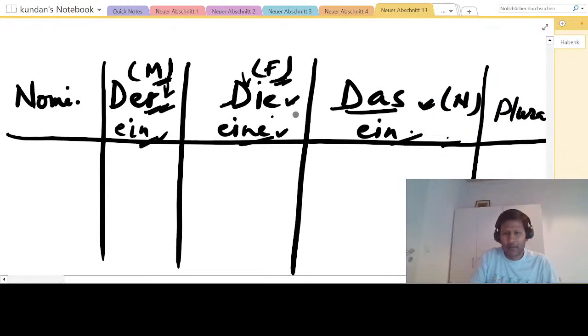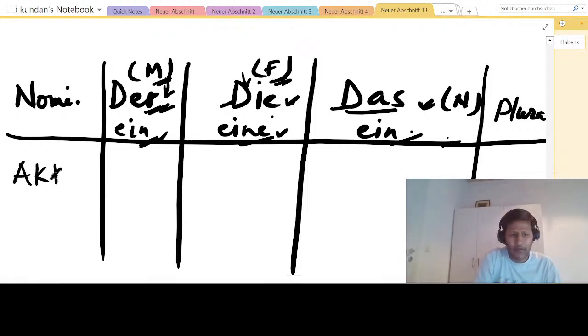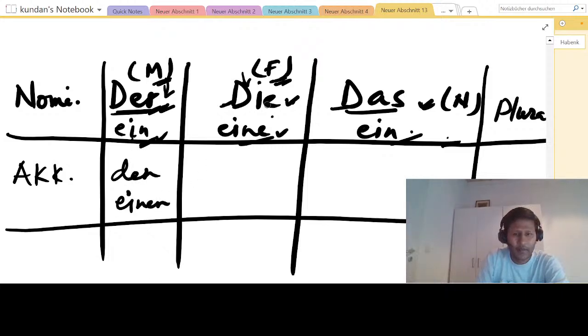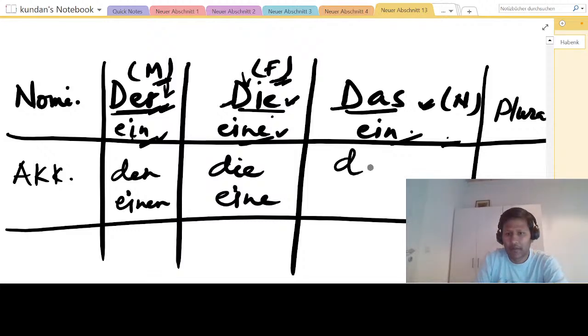All right, so remember that nominative is always der, die, das. Okay, this one. And now let us see how accusative changes. You will see that der becomes den, and ein will change to einen. Okay, and die will remain die. This eine will remain eine. And this das will remain das, and this ein will remain ein.